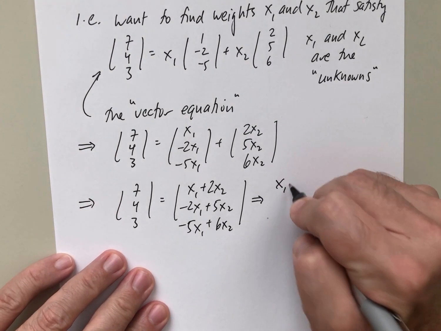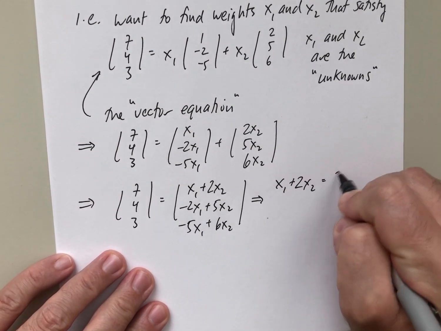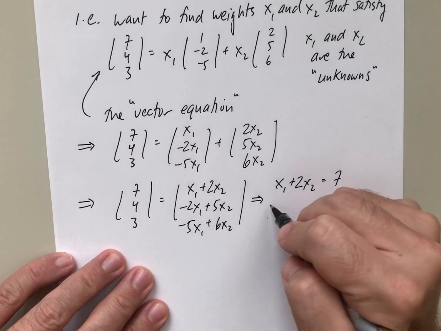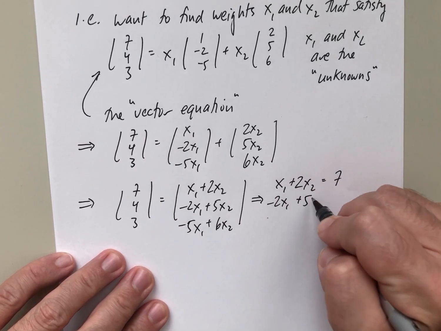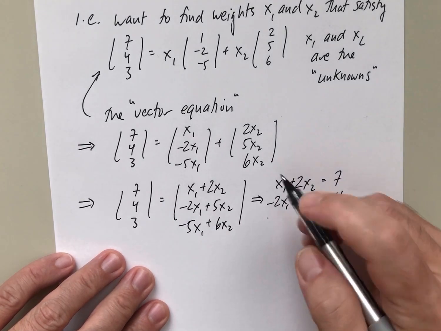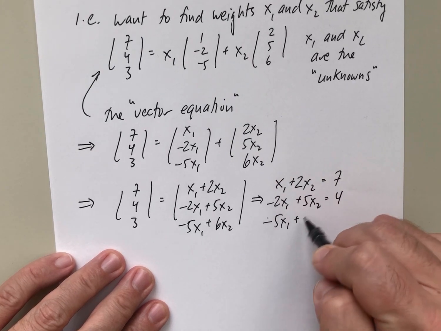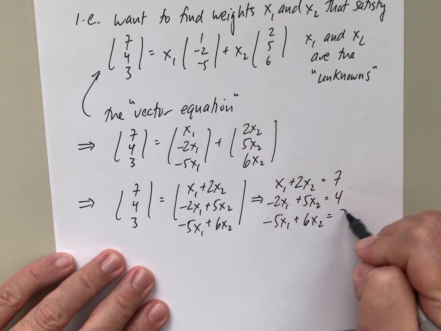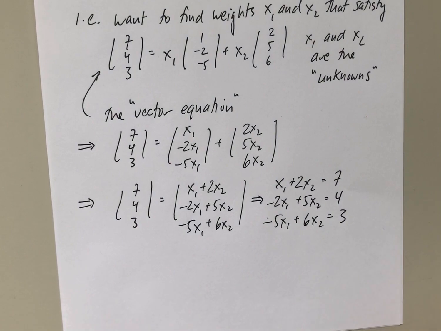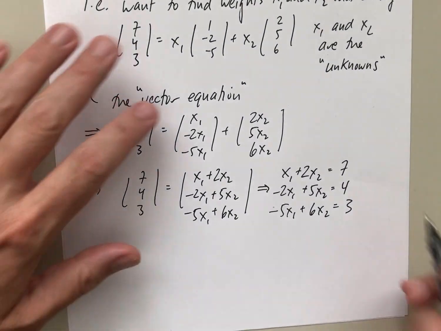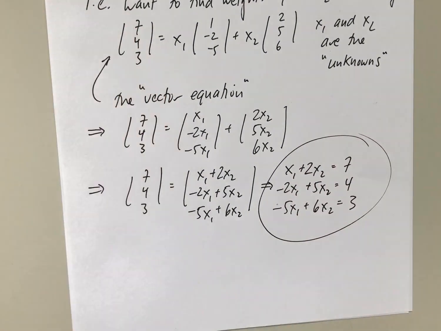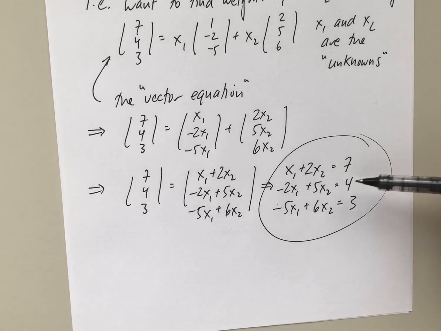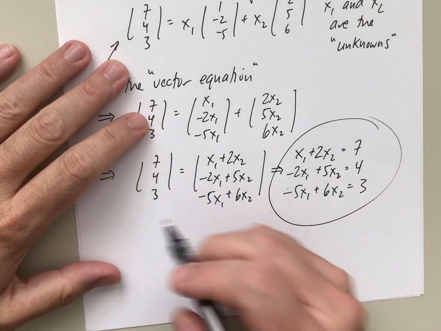In other words, x1 plus 2x2 should equal 7, right? The first coordinate should be the same. Minus 2x1 plus 5x2 should equal 4. Minus 5x1 plus 6x2 should equal minus 3. And now we're in business. This should be kind of an aha moment because this thing is what we know and love. This is a system of linear equations.